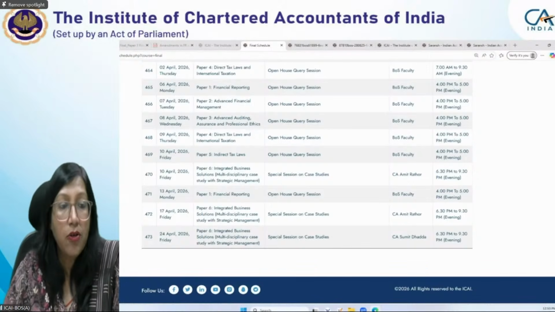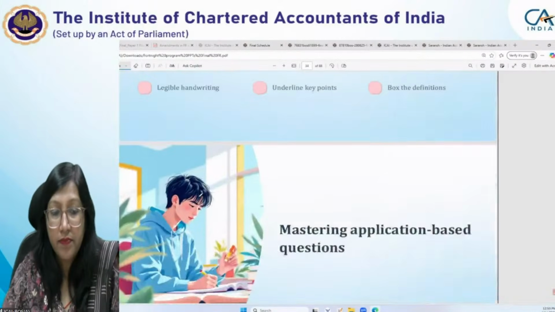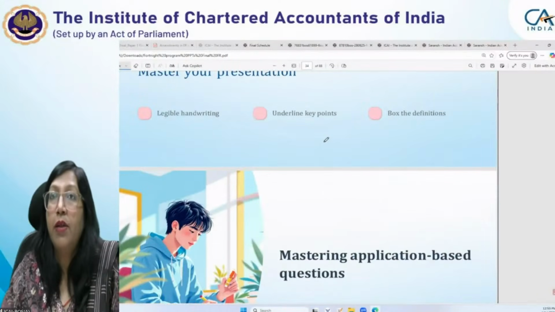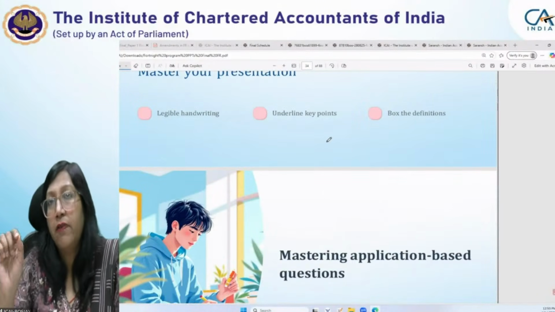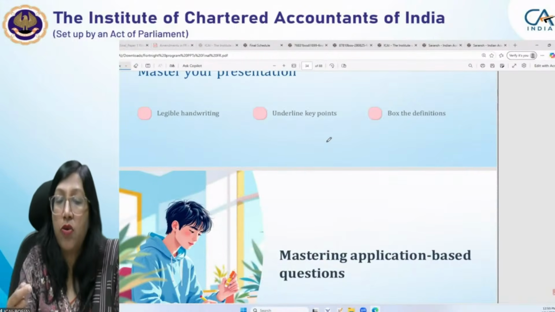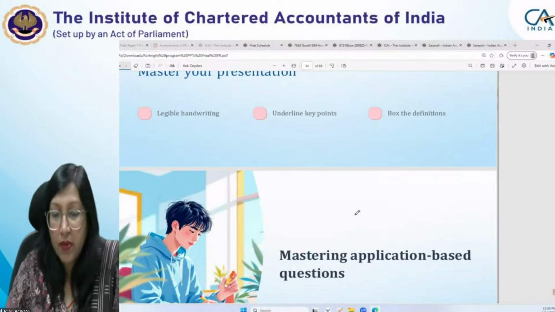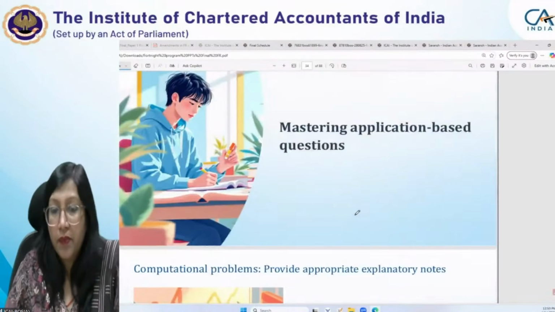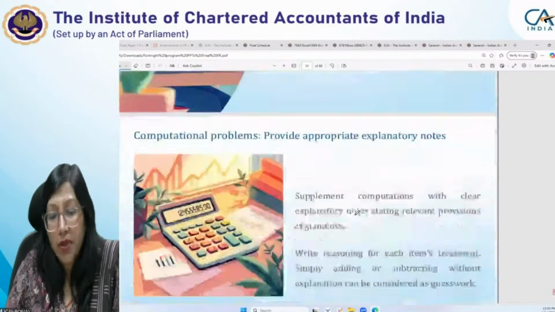So coming back to my slides, underline the key points when you are answering, in case you're very confident. These are important things which the examiner should notice in your solution. You can underline that also, but use the same pen. Don't use any other pen.